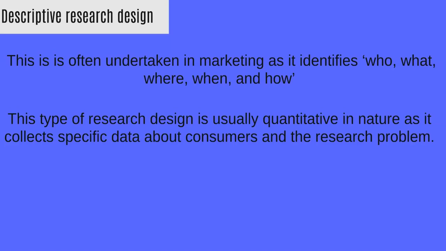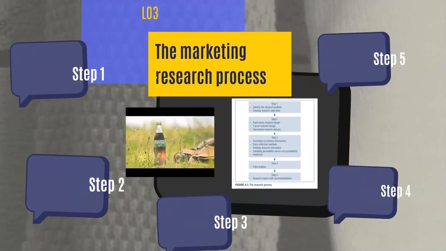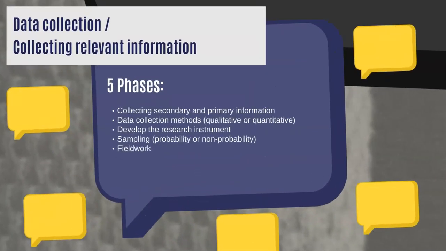So it's usually and mostly quantitative, focusing on big data so that you can identify who is interested in your product, what they are looking for, where they are shopping, for example, when they shop, and how they shop, online or in retail outlets. That was step 2. Moving to step 3, this is the data collection phase, or collecting the relevant information.